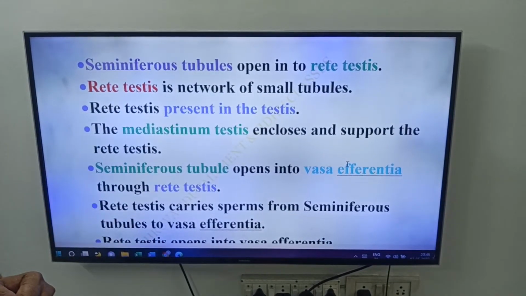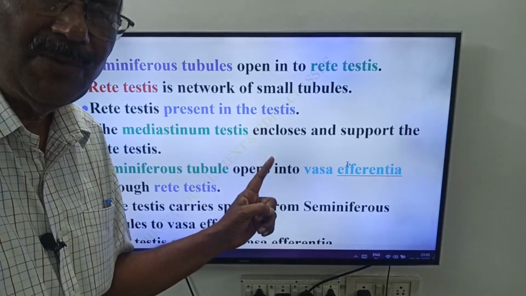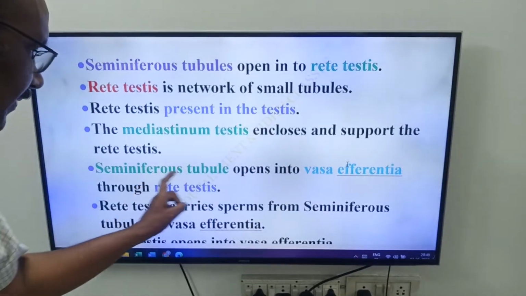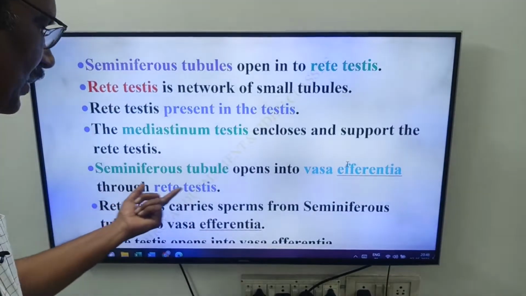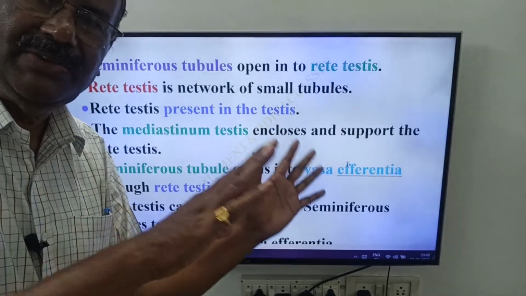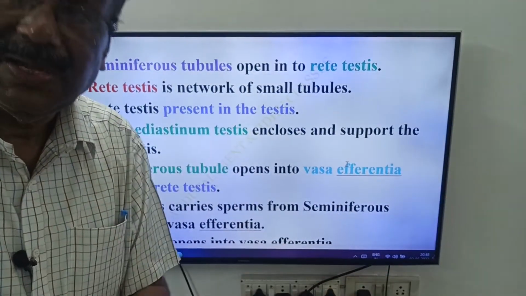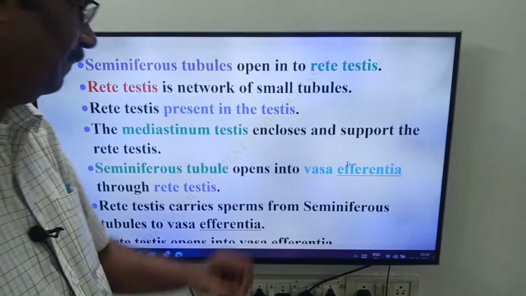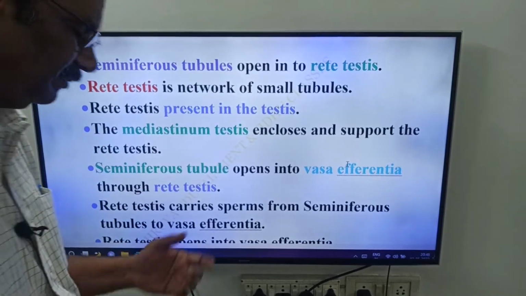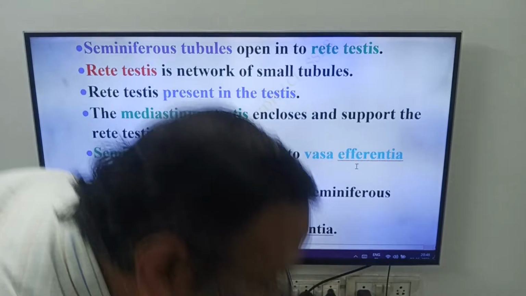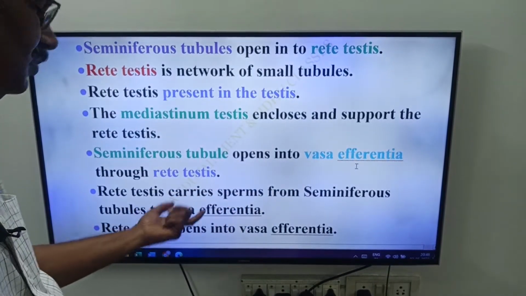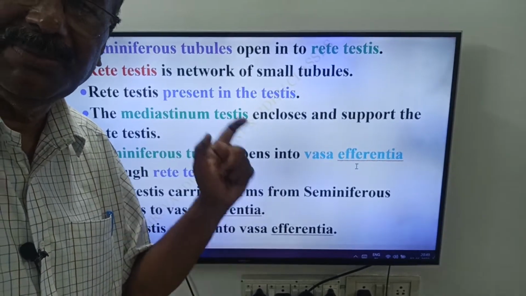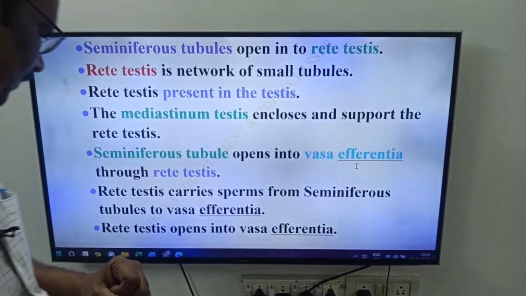See friends, seminiferous tubules open into rete testis, which opens into vasa efferentia. Seminiferous tubules open into vasa efferentia through the rete testis. Means what, friends? In between seminiferous tubules and vasa efferentia, what is there? There is the rete testis. The rete testis carries sperms from seminiferous tubules to vasa efferentia.